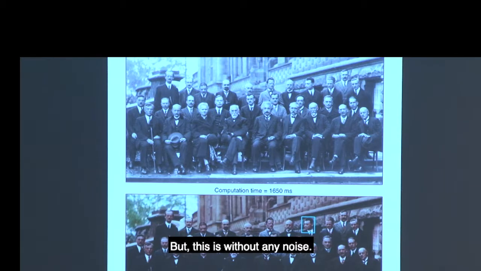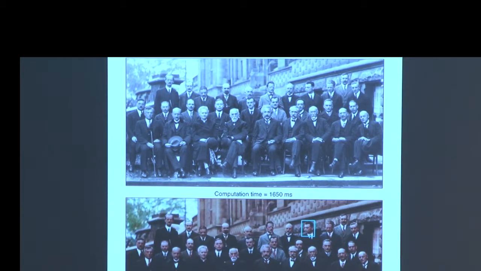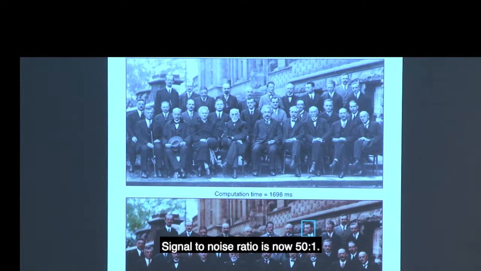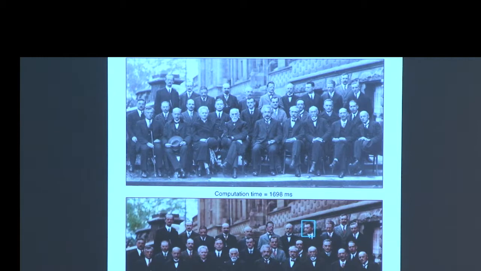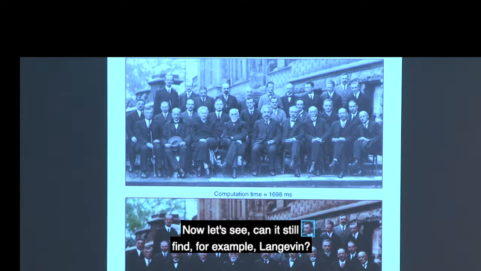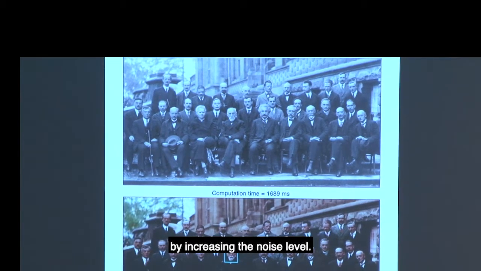But this is without any noise. How well does this work, this business of matching things up, if there's noise? Well, what you do is, there's some noise. Signal to noise ratio is now 50 to 1. And you ask, how well does it work? Okay, now let's see, can it still find, for example, Langevin? Yes, it did. Can it find Lawrence? Yes, it did. Now let's make the picture even worse by increasing the noise level.